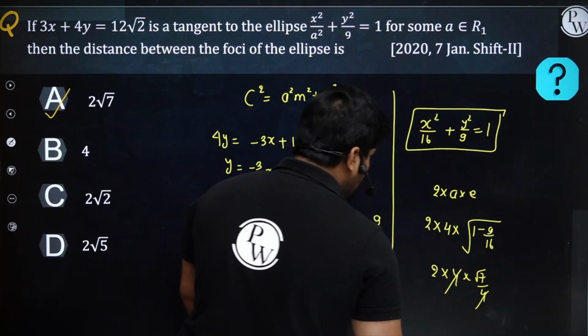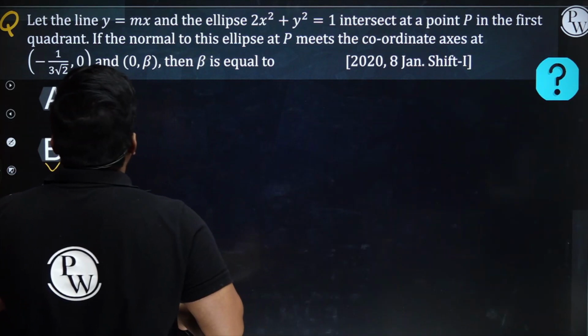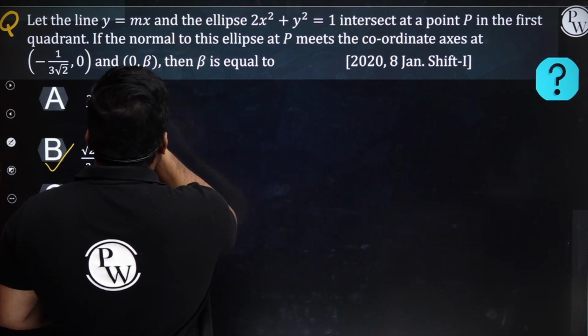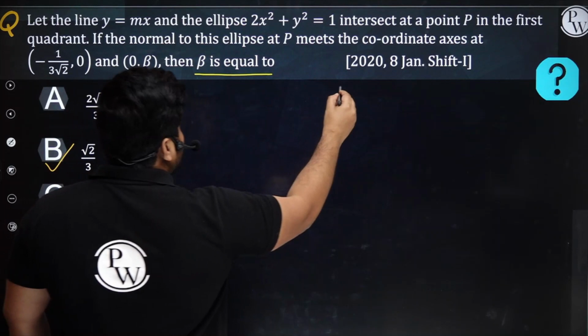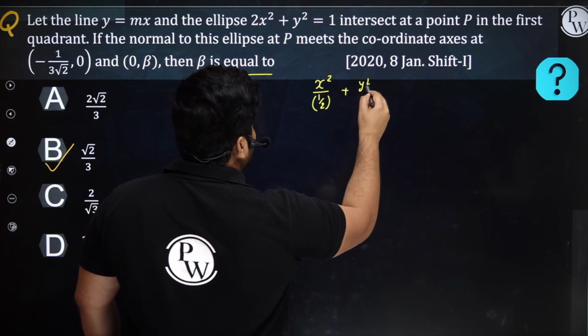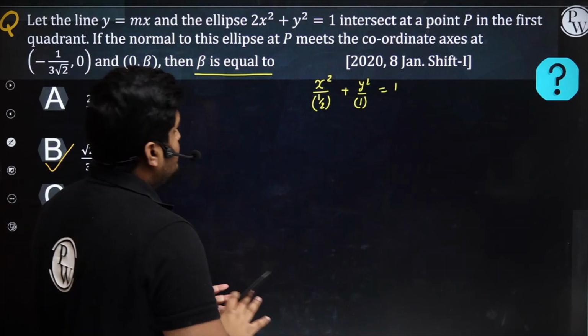Okay guys, so let's solve our next problem. y equal to mx and the ellipse 2x square plus y square equal to 1 intersect at a point P in the first quadrant. So if the normal to this ellipse at P meets the coordinate axes at this point, then beta is equal to... Fine. So this ellipse here is x square upon 1 by 2 plus y square upon 1 is equal to 1, right? It's a very simple problem, guys.